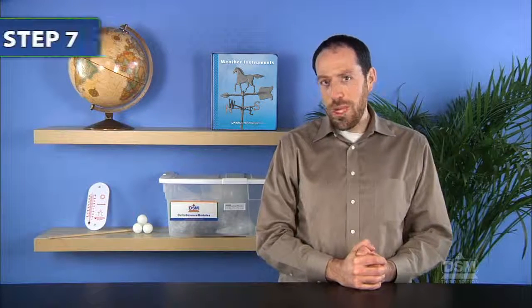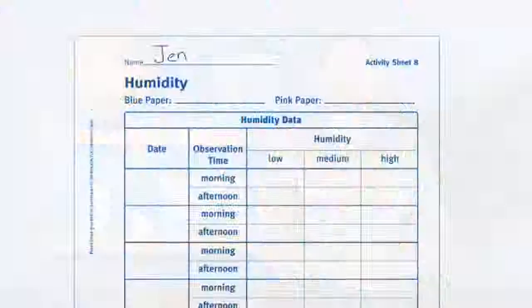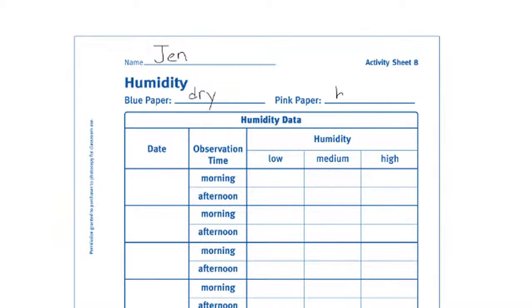Next, distribute the students' journal envelopes. Give each student a copy of Activity Sheet 8. Instruct them to fill in the top line so they can keep track of what the colors of the paper mean. Have each team gather the round container with the now dry cobalt paper and take them outside. Wait several minutes for the paper to adjust to the outdoor humidity.